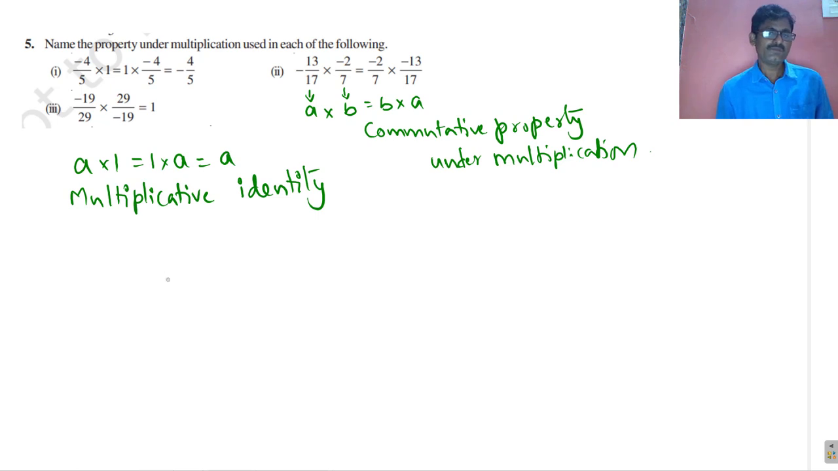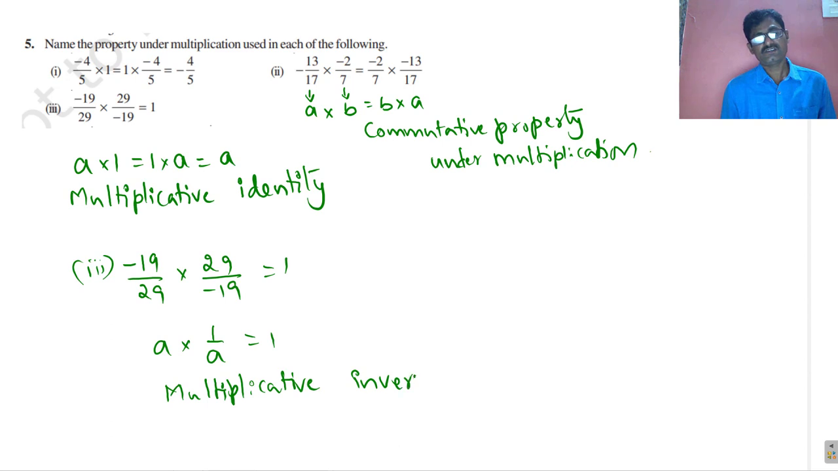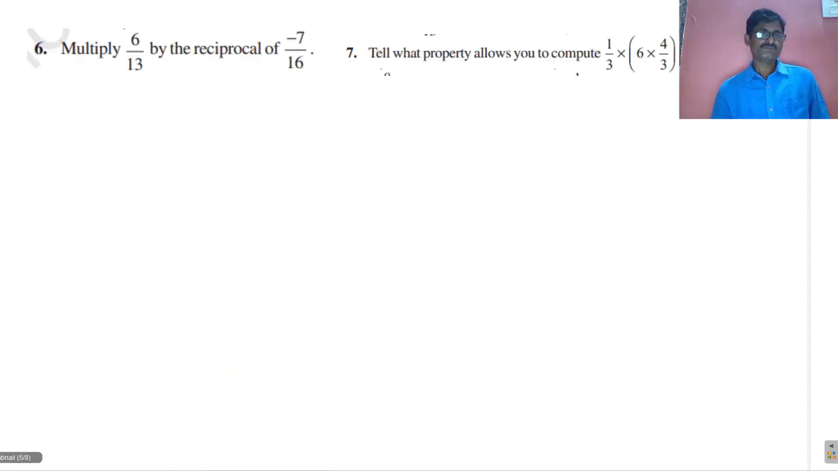Let us take the third problem. Negative 19 by 29 times 29 by negative 19 equal to 1. So this looks like a times 1 by a equal to 1. So this is clearly multiplicative inverse property. Okay, let's go to the next question.